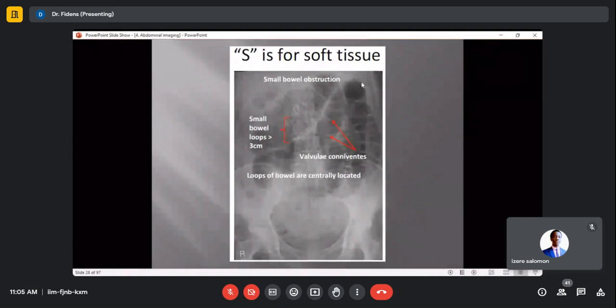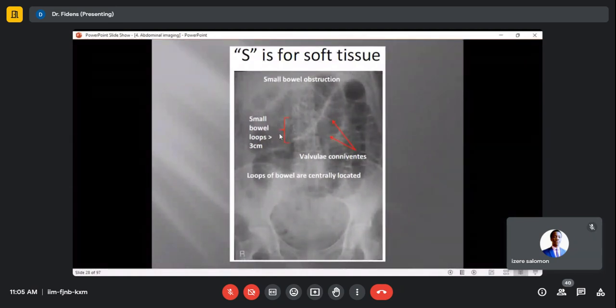Okay, and peripherally, you can see these lines. Someone asked me, valvulae conniventes, what is it? Can you see these lines? These lines are crossing the whole diameter of the bowel. When you see them crossing the whole diameter, I immediately think, and I'm very confident, that these are small bowel.